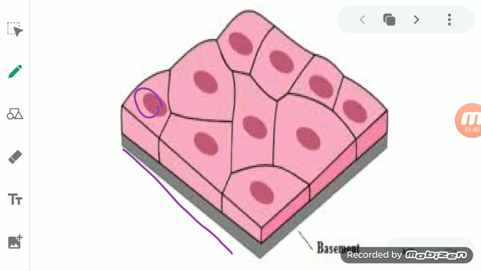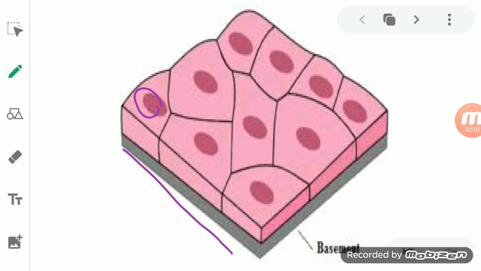Thus this squamous epithelium is also known as a pavement epithelium, just because it appears like a floor tile. If you look at the cells from the top, you find that they are hexagonal or polygonal in shape. But you can say that it consists of irregular shaped cells.